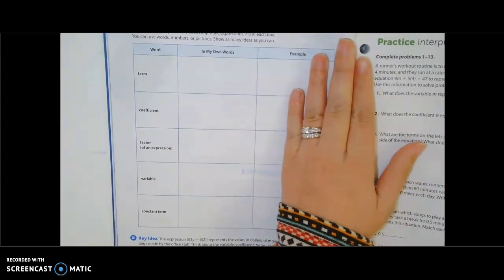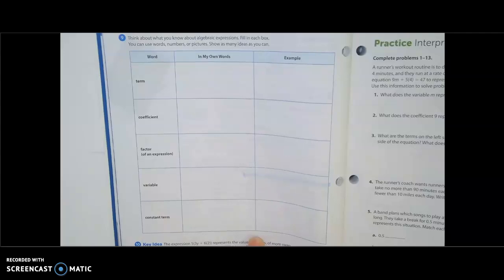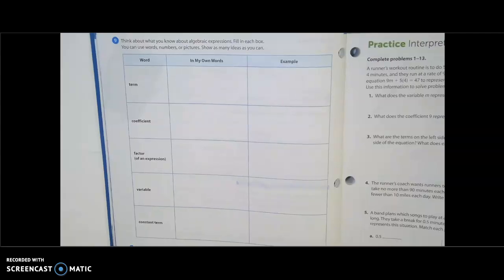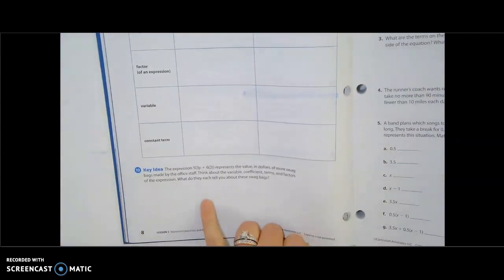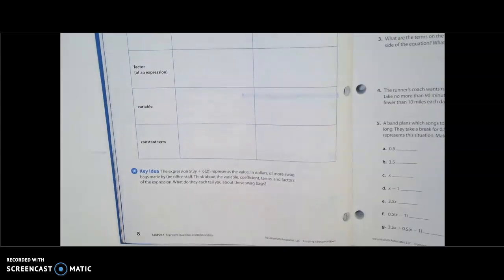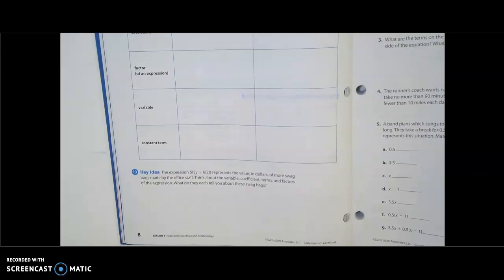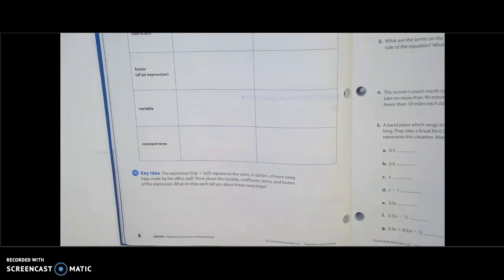Now, this next page, 9 and 10, this is on you to make sure that you have filled out. We've talked about some of these in this video. By all means, use what we talked about. Put it in your own words, right? And then I would like for you to go ahead and reflect and answer the key idea: the expression 5 times 3y plus 6 times 2 represents the value in dollars of more swag bags made by the office staff. Think about the variable, coefficients, terms, and factors of the expression. What do they each tell you about the swag bags? So that's quite a bit of information that you're going to go through and make sure you have answers for.